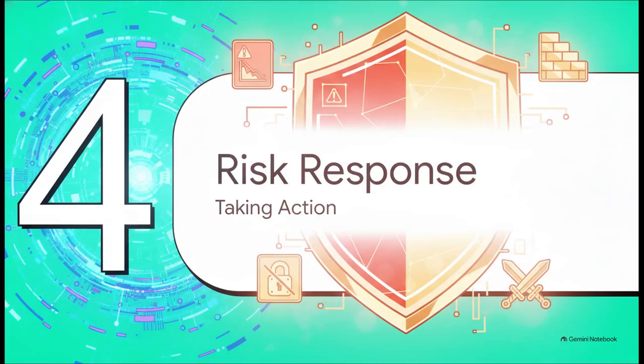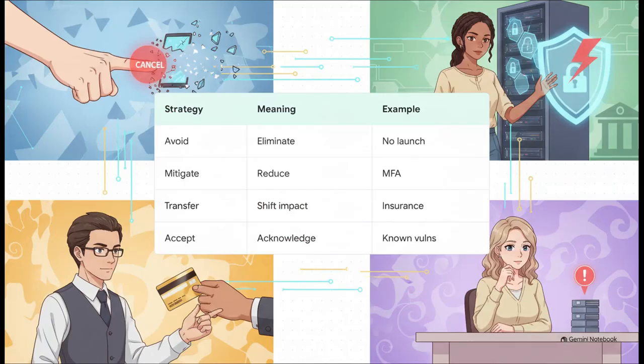Which brings us to step 3. Risk response, taking action. When you're staring down a risk, an enterprise generally has 4 core strategies. You can avoid the risk entirely, like deciding a digital product is just way too vulnerable, so you literally cancel the launch. You can mitigate it, which is the most common path, by reducing likelihood or impact, like throwing multi-factor authentication onto a system. You can transfer the risk by shifting the financial impact to someone else, like buying cyber insurance. Or, if it's a low-priority vulnerability, management might simply accept it, acknowledging the risk but deciding the cost to fix it just isn't worth the benefit. Basically, fight, flee, insure, or endure.